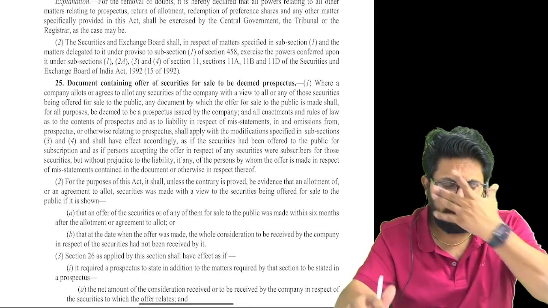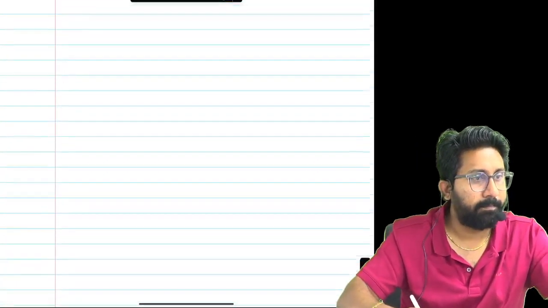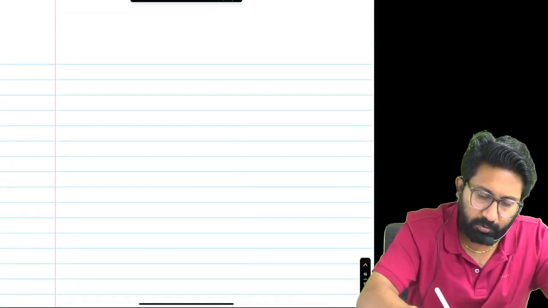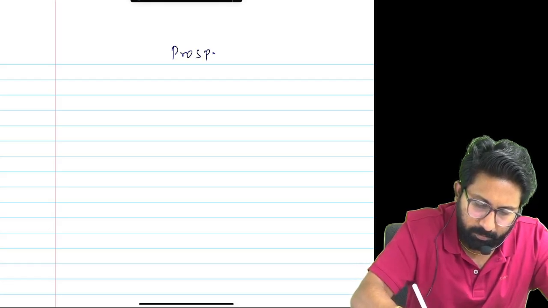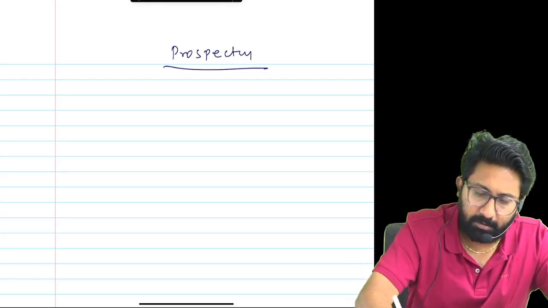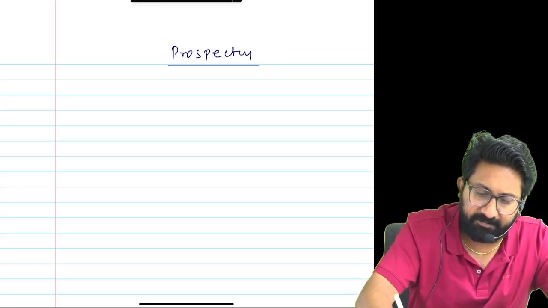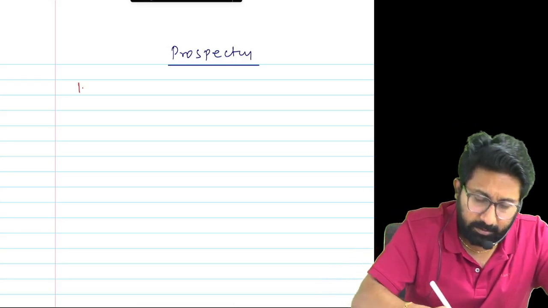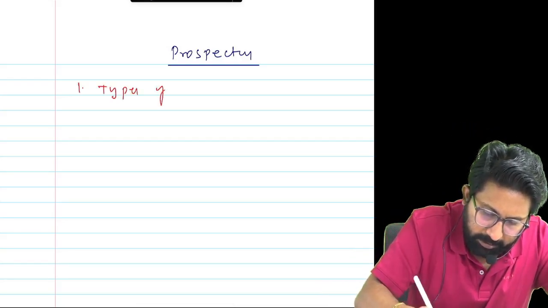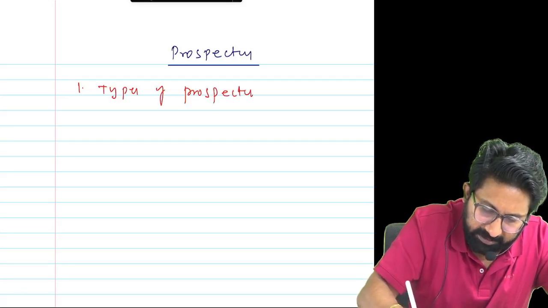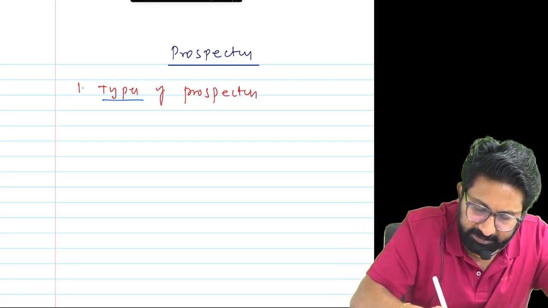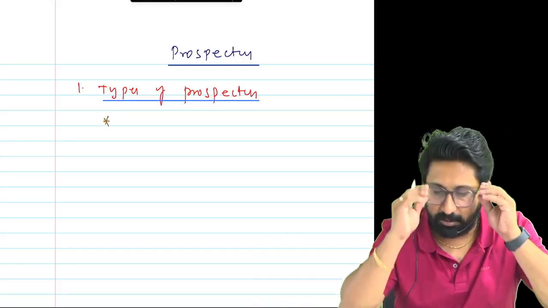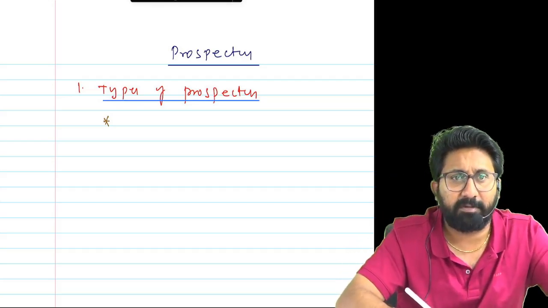Shall we? Okay. See here. When it comes to the prospectus chapter, what are the things I am going to discuss? Let me first make it clear. Number 1, we are going to cover types of prospectus first. In types of prospectus, write down prospectus chapter. What are the sections we are going to cover in this session?